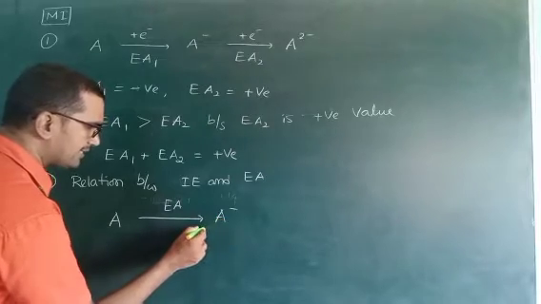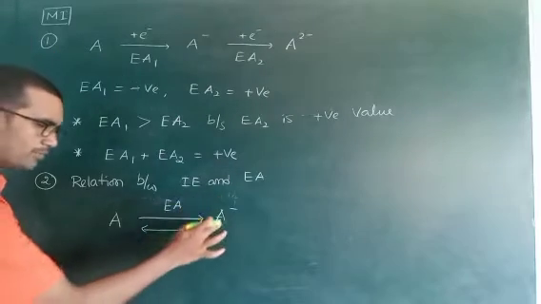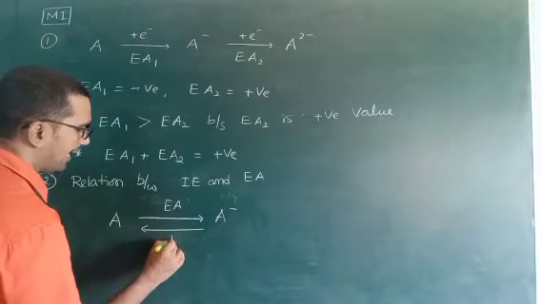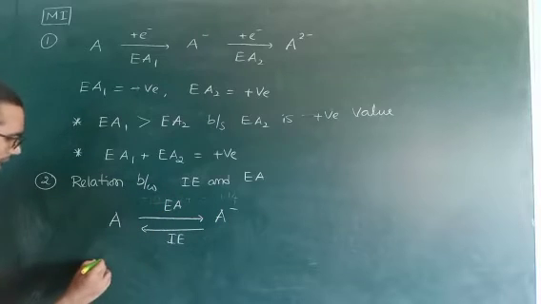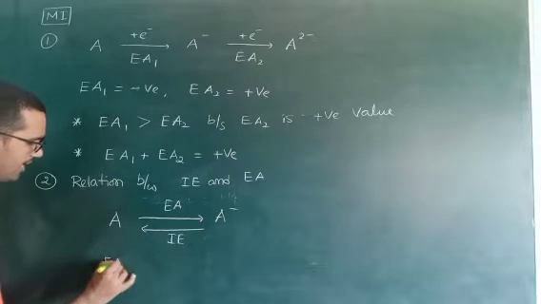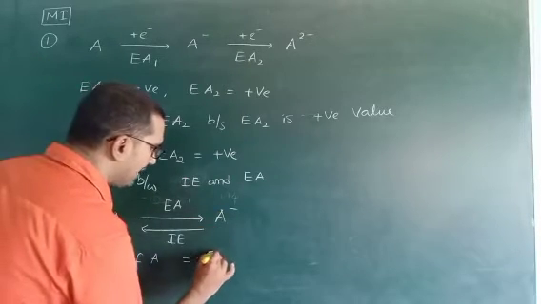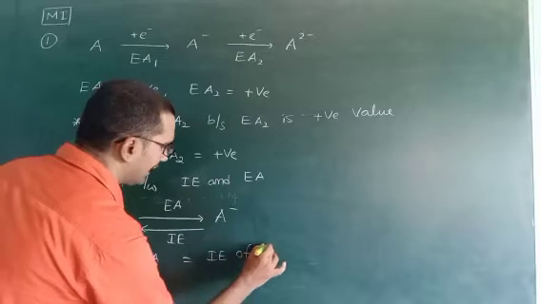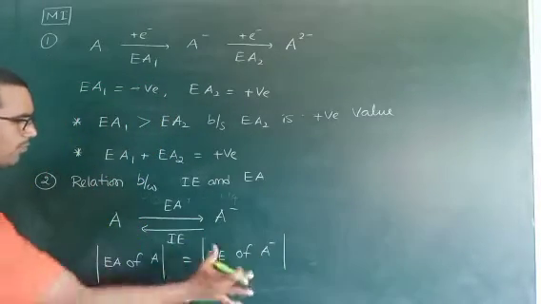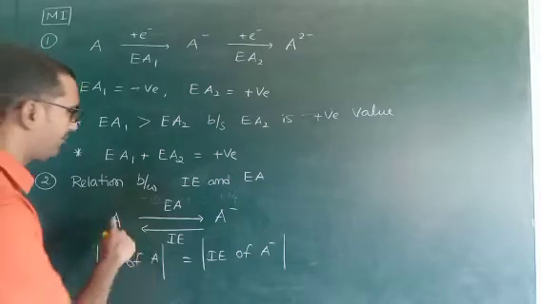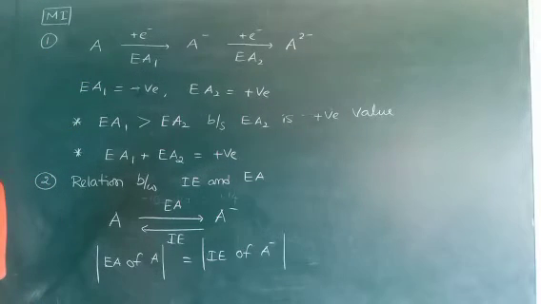Now this A minus is converted to A. A minus is converted to A means removing one electron. That is ionization energy. In this case, electron affinity of A is equal to ionization energy of A minus. And keep in mod. Mod means we must take only positive values, because electron affinity value is negative sometimes. That's why take only mod, only positive values.